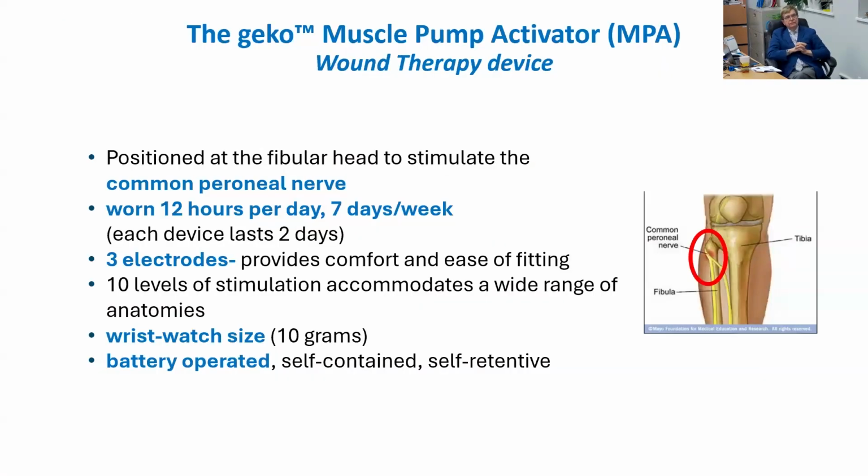What is the Gecko? It is positioned at the fibular head to stimulate the common peroneal nerve. It's worn for 12 hours per day, 7 days a week, and each device lasts 2 days. There are 3 electrodes that provide comfort and ease of fitting, with 10 levels of stimulation of the peroneal nerve. Wristwatch size, 10 grams in weight, battery operated, self-contained and self-retentive, and it lasts 48 hours. Next.